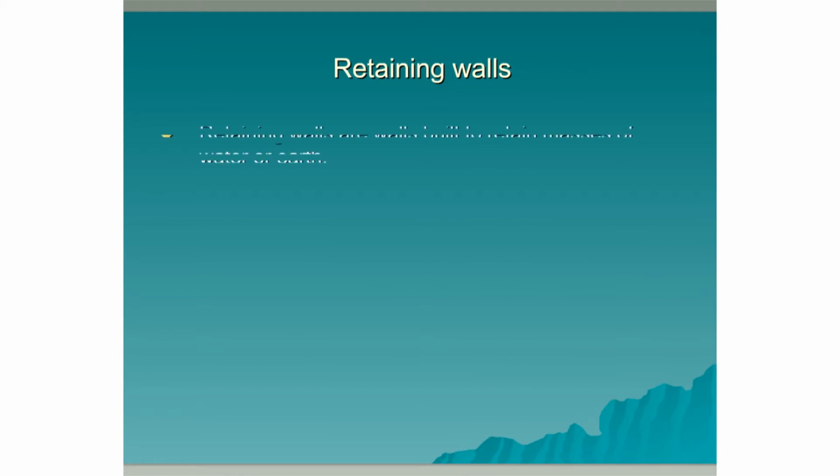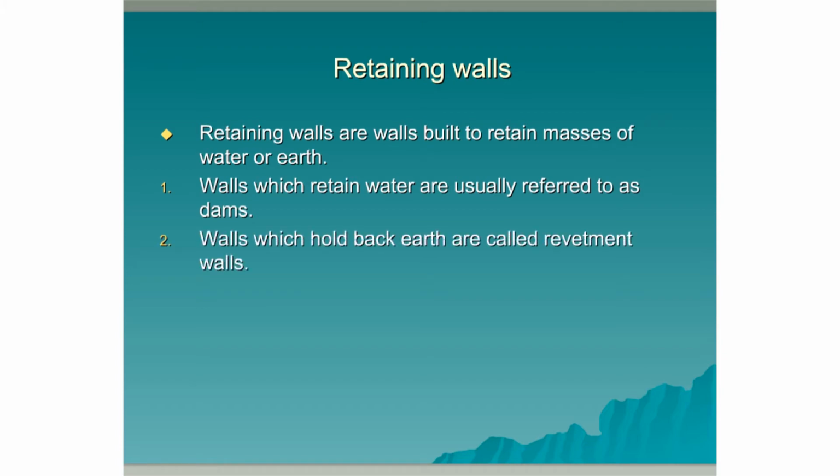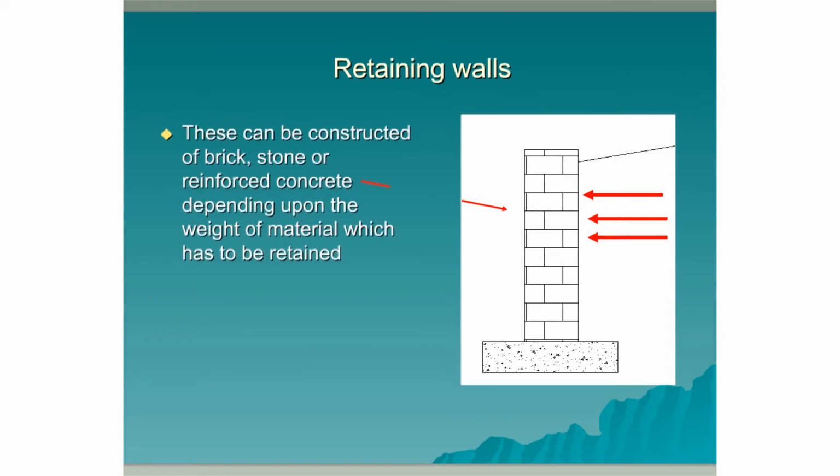Retaining walls. Retaining walls are walls built to retain masses of water or earth. Walls which retain water are usually referred to as dams, and walls which hold back earth are called revetment walls. These can be constructed of brick, stone or reinforced concrete, depending upon the weight of material which has to be retained.